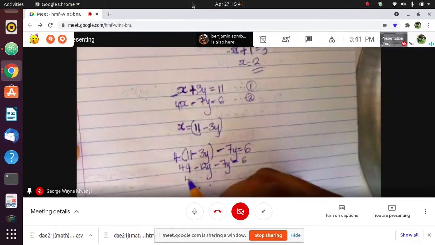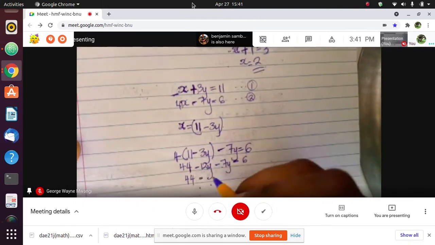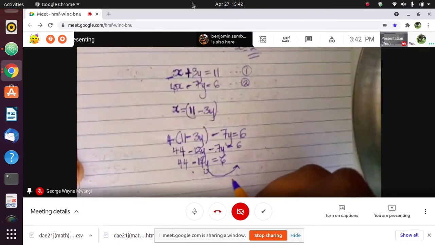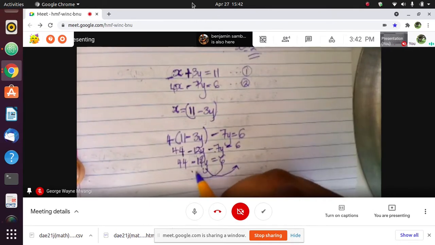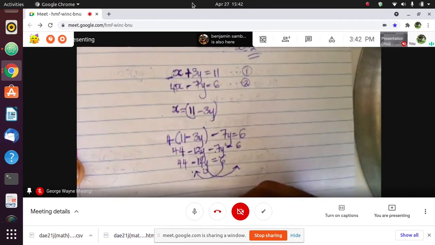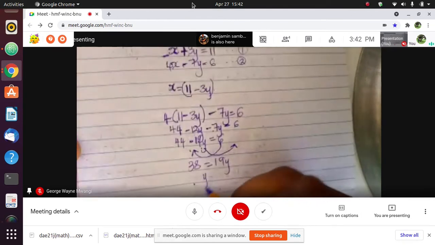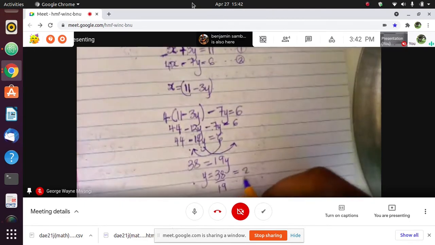When you group the like terms together, minus 12y minus 7y gives us minus 19y is equal to 6. Now what do we do? We will take this 19y to the other side to become a positive value. Then we bring the constant to this other side and it will become a negative value. So 44 minus 6 will give us 38 is equal to 19y. So the value of y will be 38 divided by 19 to give us a value of 2.